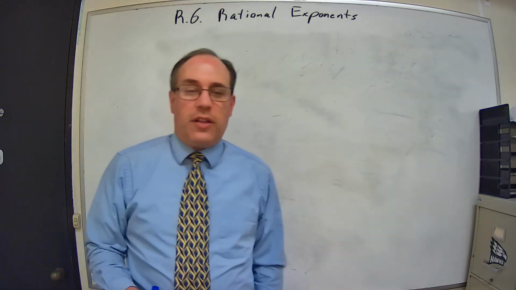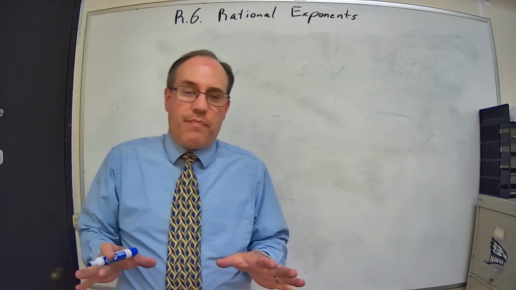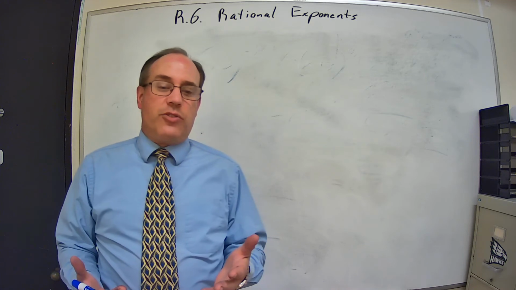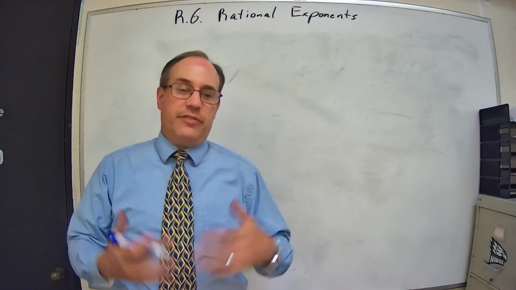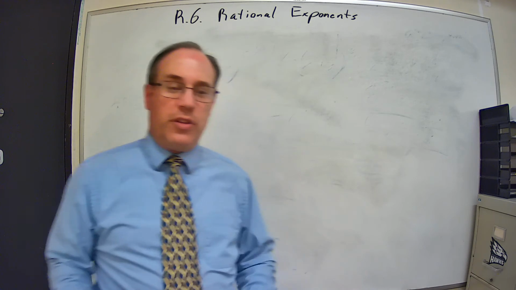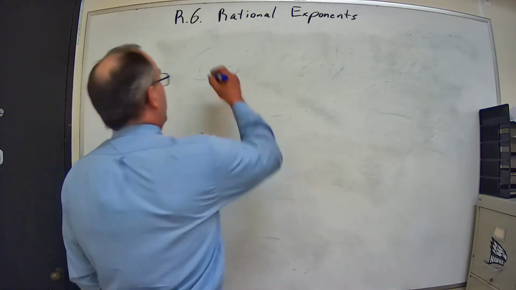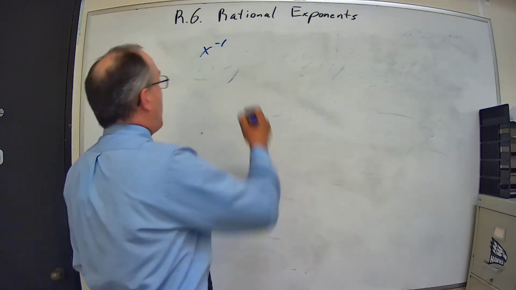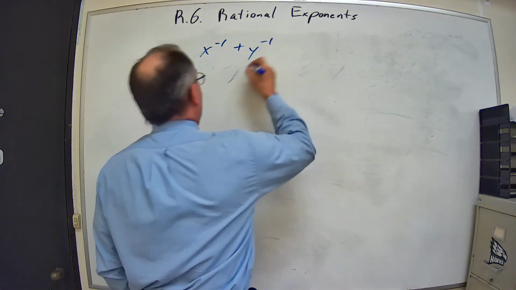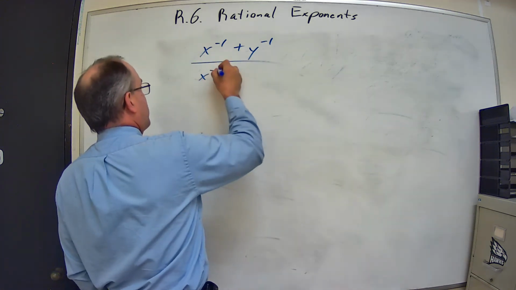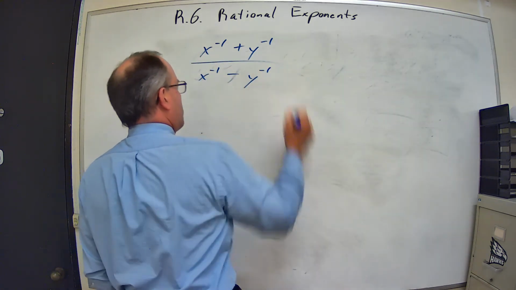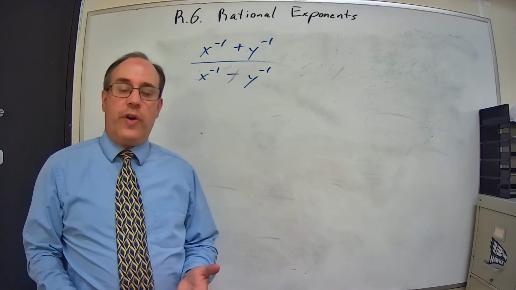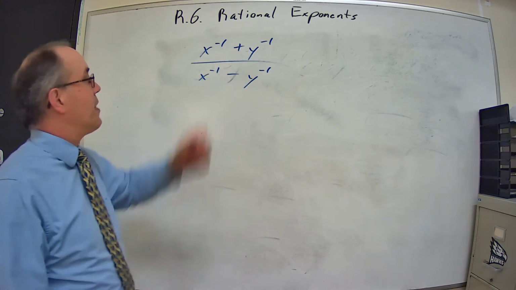Well, let's get into something a little different on that. What about factoring a rational expression which has negative exponents kind of built into it a little differently? What if I have x to the negative 1 plus y to the negative 1 over x to the negative 1 minus y to the negative 1? Well, now what do we do? Let's play with it a little bit.